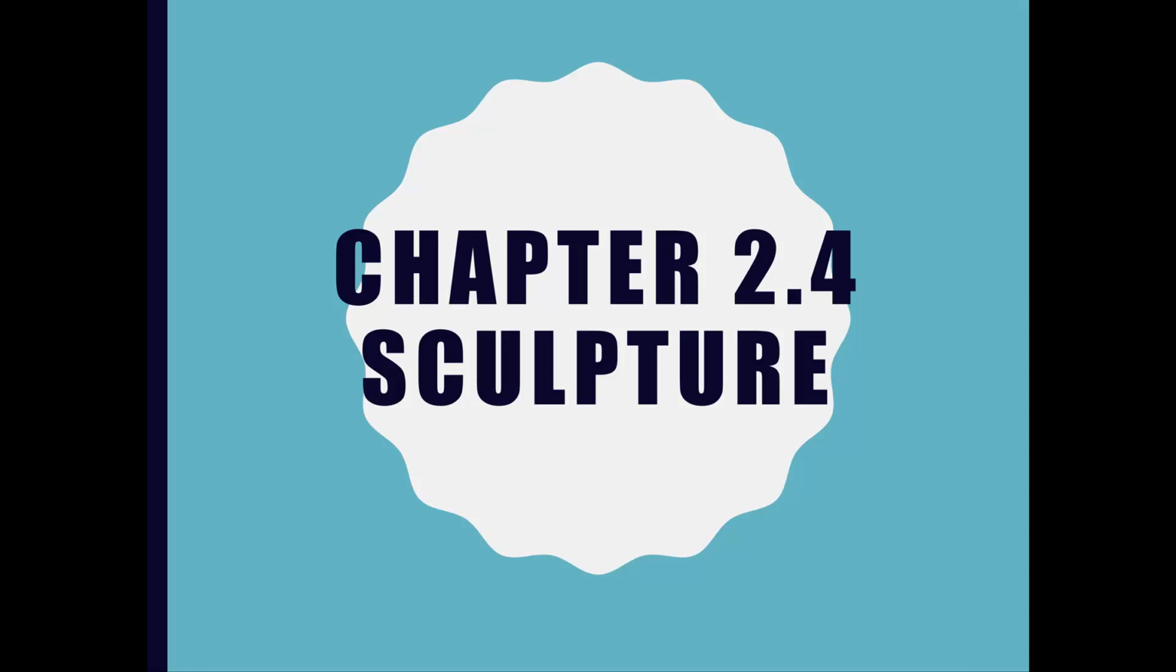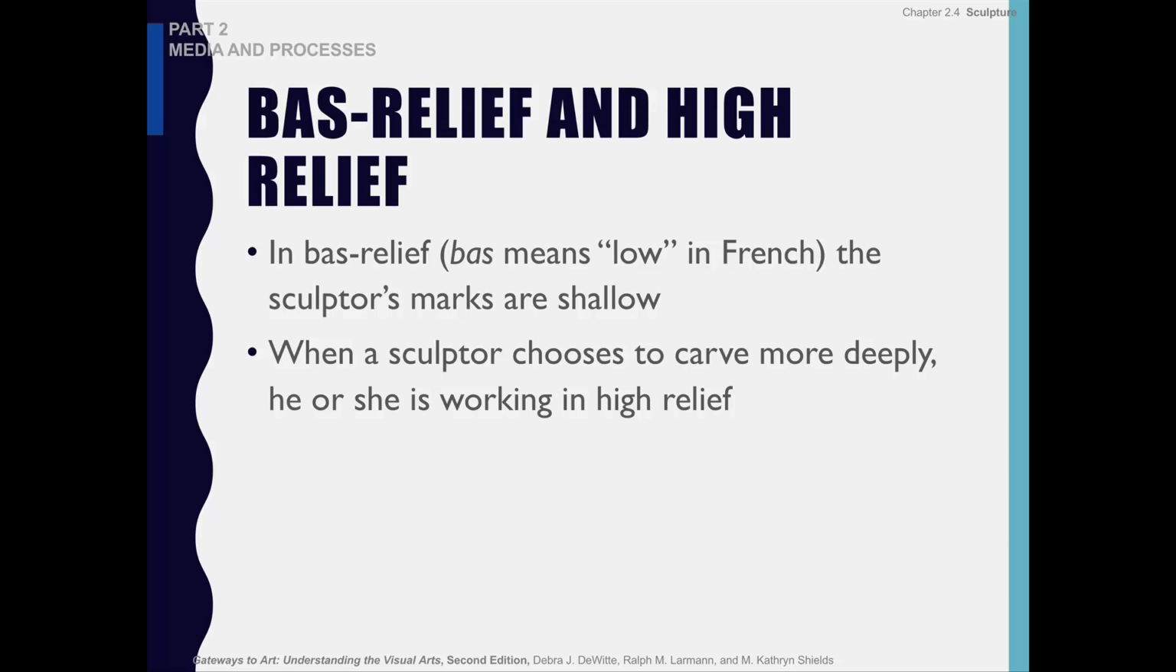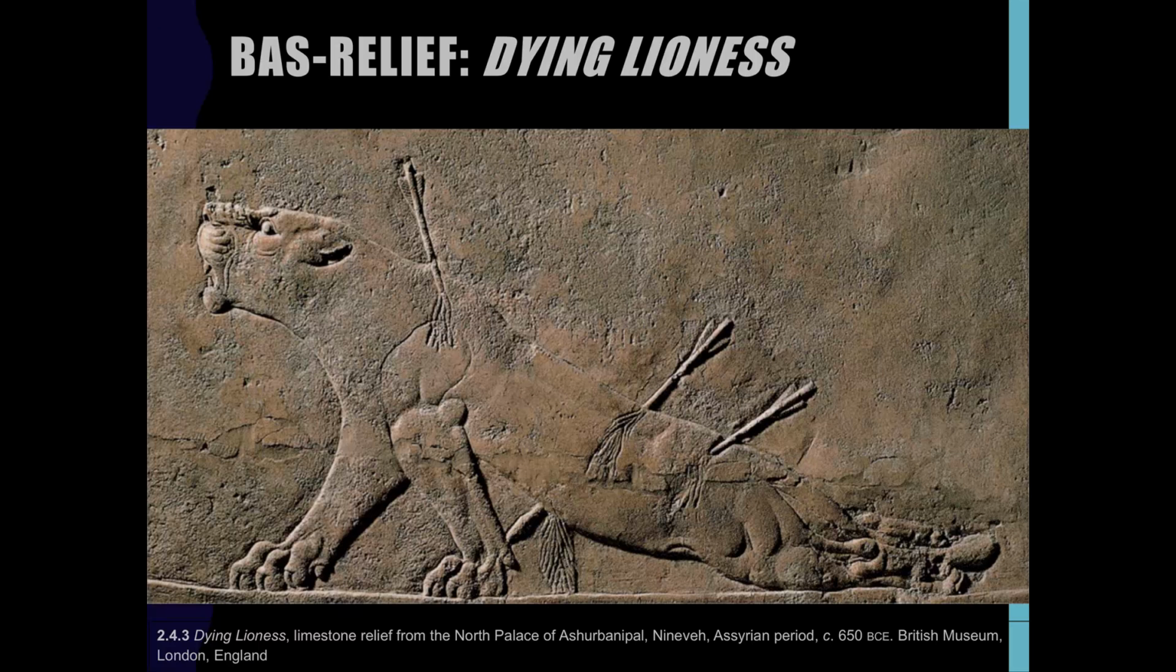Chapter 2.4, Sculpture. Okay, so let's look at this. It's a freestanding sculpture, also known as in the round. That just means that you could walk around it and look at it from multiple viewpoints. A relief, though, is a sculpture that has a support.